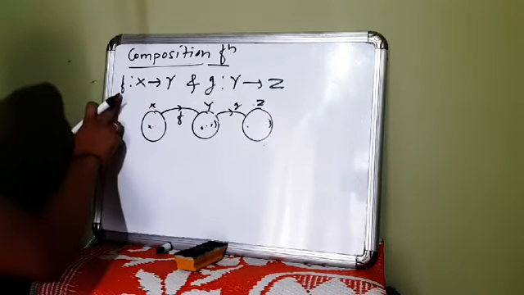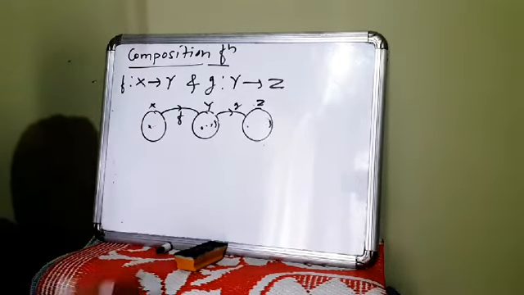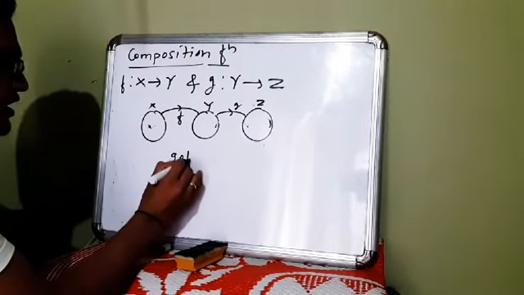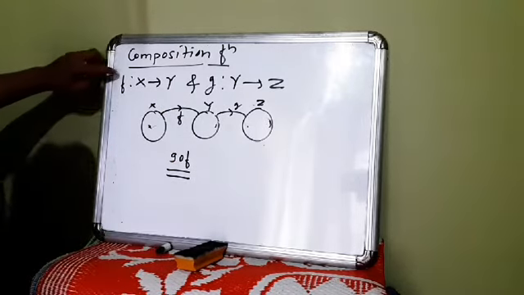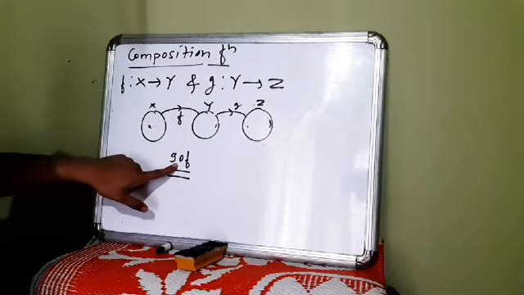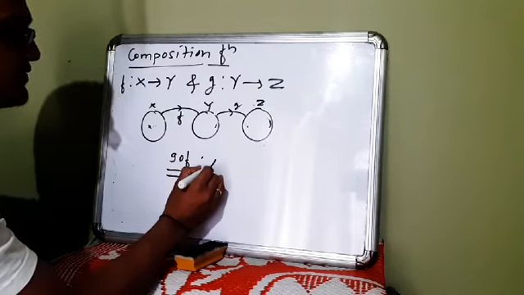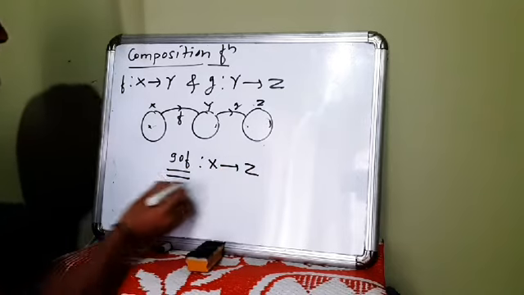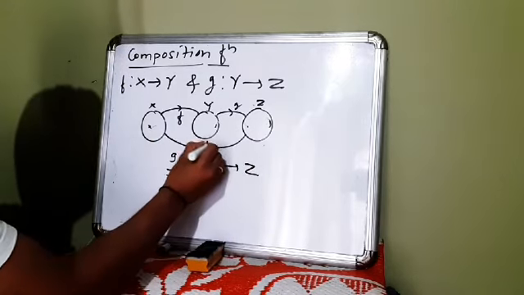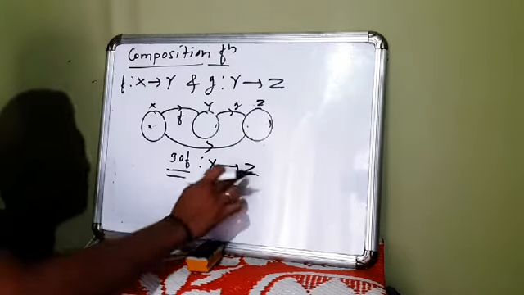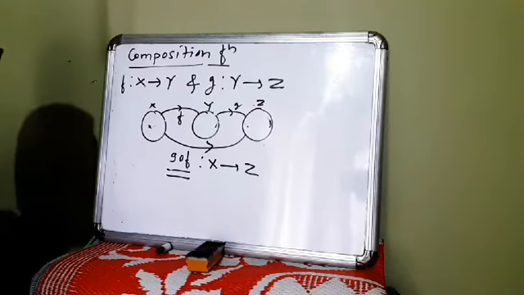Then the composition of f and g is denoted by g composition f. And this g composition f is from X to Z. This one is your g composition f. So g composition f is X to Z. Then how is this composition defined?